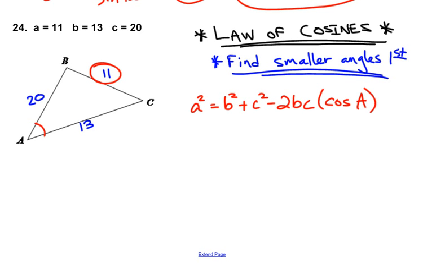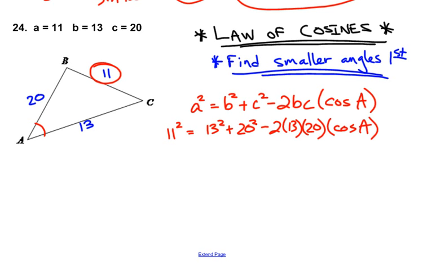So in this triangle, that would be 11 squared is equal to 13 squared plus 20 squared minus 2 times 13 times 20 times the cosine of angle A, whatever angle A is. Now 11 squared is 121, 13 squared is 169, 20 squared is 400, 2 times 13 times 20 is 520, and we have cosine A here.